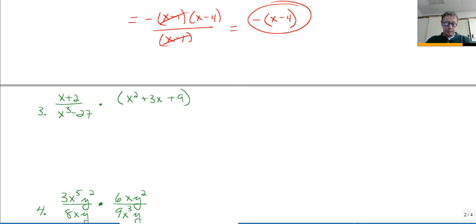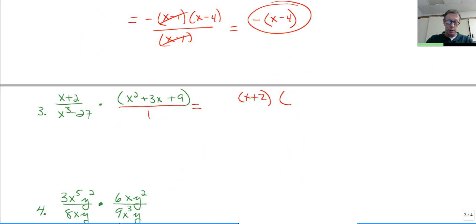Okay, the next problem. I'm going to go ahead and factor it and multiply it at the same time. Remember that this is going to actually have a 1 underneath it. So when I multiply those together, I'll have x plus 2. Then factoring the x squared plus 3x plus 9.